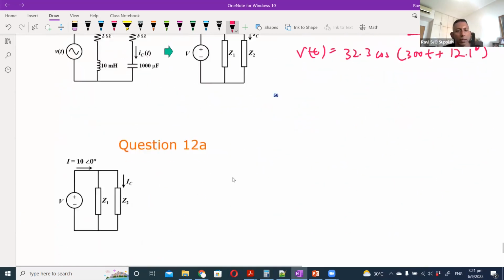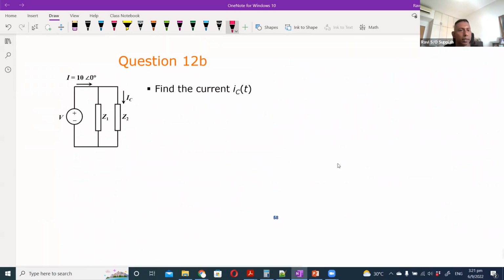Okay, and then finally they ask for the current IC. There are different ways to do it, correct? You can use the current divider rule since you have the current coming in, or since you already calculated V, you can take V divided by Z2 and find IC. So you can use either way.